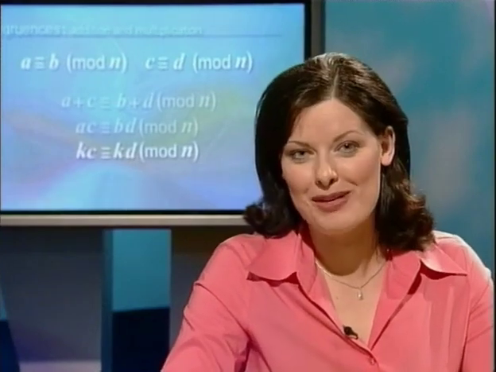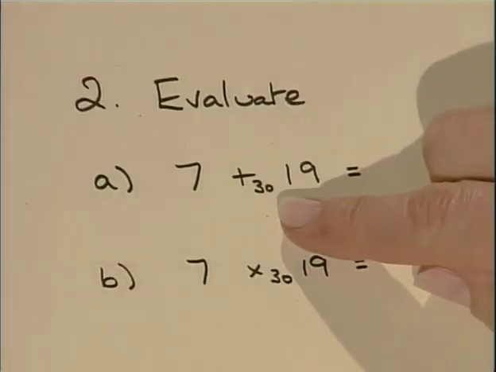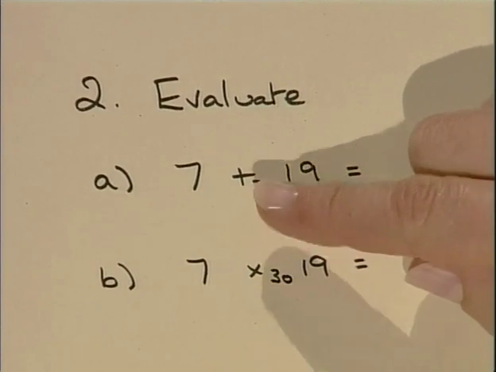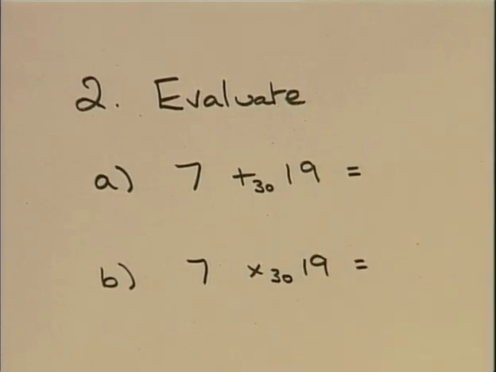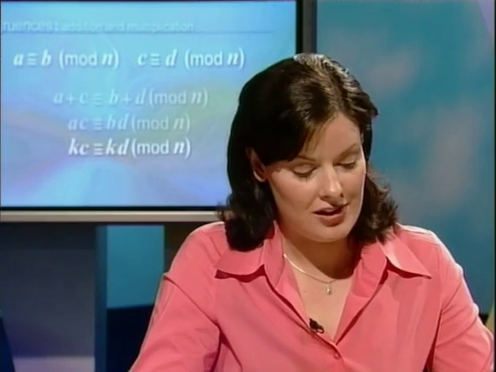The second problem involves this funny addition. I've got to work out 7 plus 19 modulo 30. Now, addition modulo 30 is just like ordinary addition, but on a different set of numbers. This is all to do with remainders. In these problems, remainders on division by 30. To see exactly what this means, here's Alan.